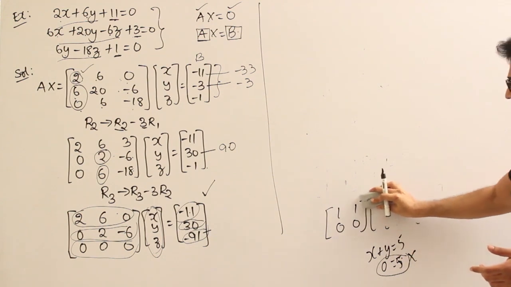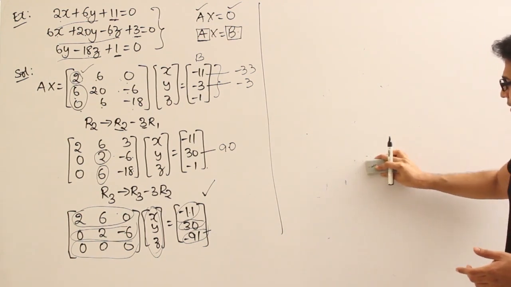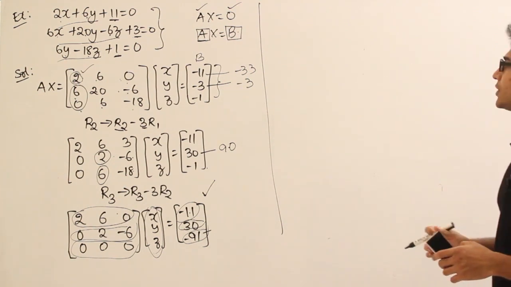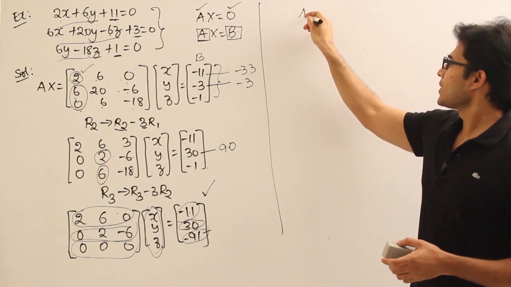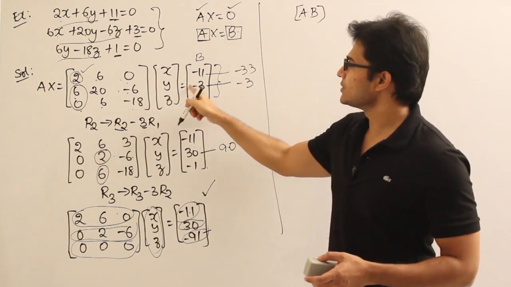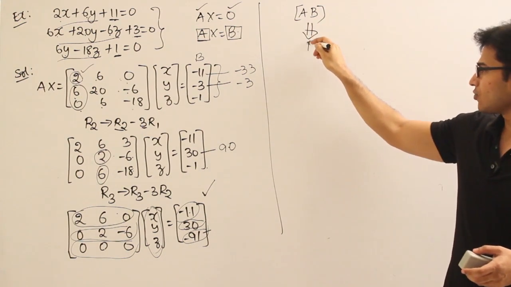Now, when I am saying that these are non-consistent, I don't want to do this method all the time. I'll try to apply the working rule. What is the working rule? If you remember it, the working rule was this. The working rule was: augment A with matrix B. This is A and this is B, and then convert this one into echelon form.